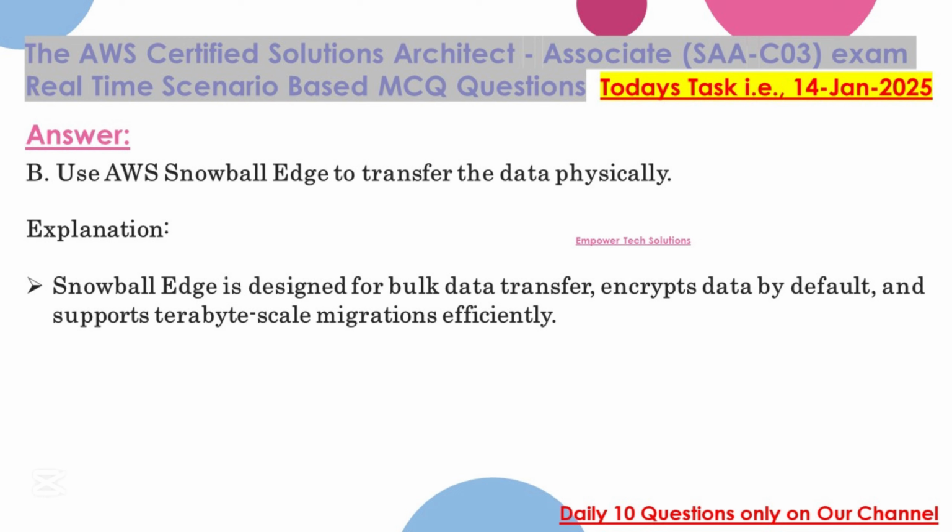Correct answer: B. Use AWS Snowball Edge to transfer the data physically. Explanation: Snowball Edge is designed for bulk data transfer, encrypts data by default, and supports terabyte-scale migrations efficiently.